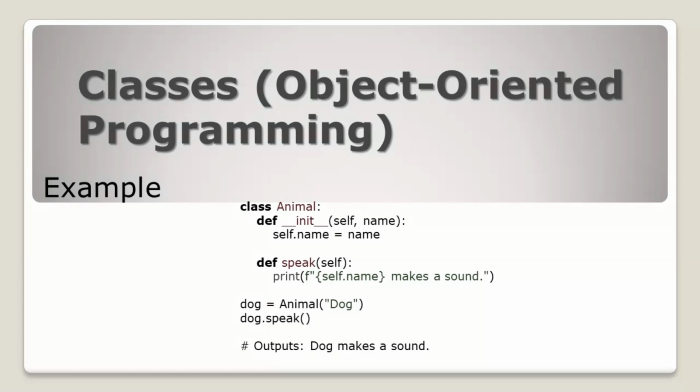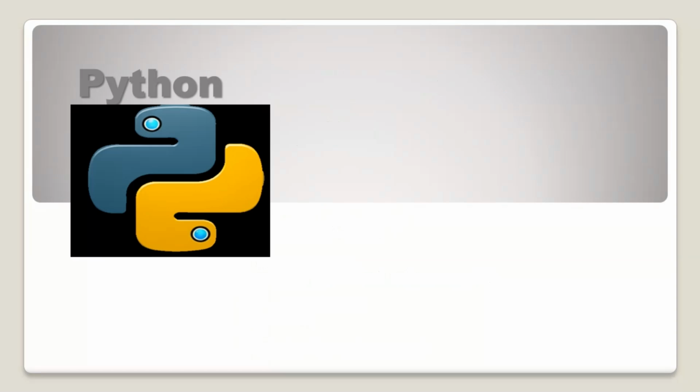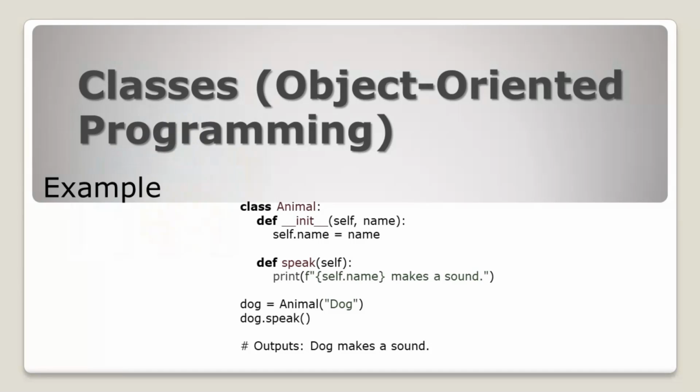Python defines a class using the class keyword. Attributes are variables that belong to an object, like name. Methods are functions that belong to an object, like speak.